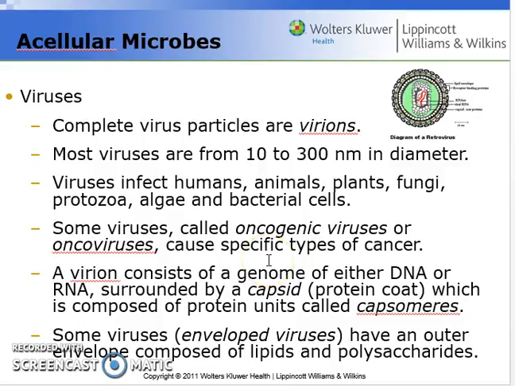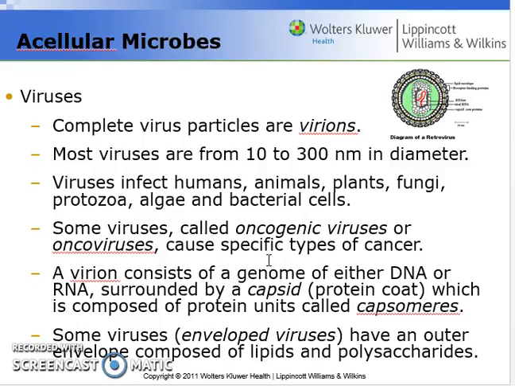Viruses that are involved in inducing cancer in patients are known as oncogenic viruses, or oncoviruses. I'm sure you've heard of those before, but these viruses cause cancer in host patients. And one thing to note about a virion is that it's going to consist of a genome that is made of either DNA or RNA. So all viruses will have genetic material, but they're only going to have one type. That's going to be DNA genetic material, or it's going to be RNA genetic material.